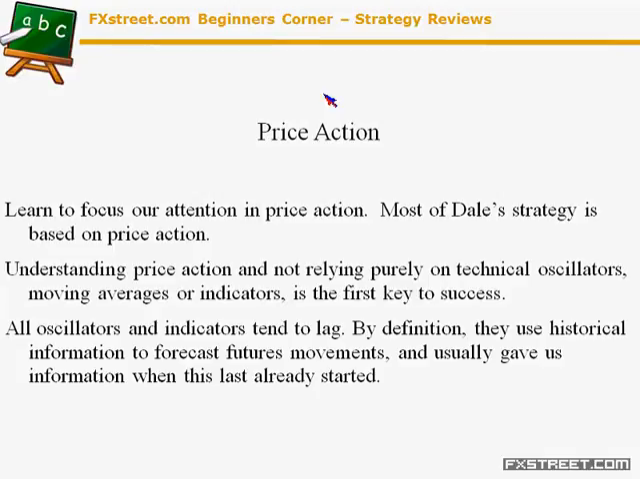But be aware that all those technical oscillators and indicators tend to lag, right? By definition, we know that technical indicators or oscillators use historical data, historical information to help us forecast future movements, and usually give us the information a bit too late, right? We see a selling sign after a pair has already lost 50, 100 pips in the short term or whatever. Meaning, we have the price action first, right? And the technical indicators signal then, right?